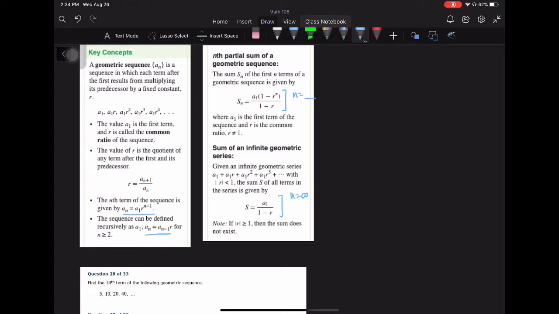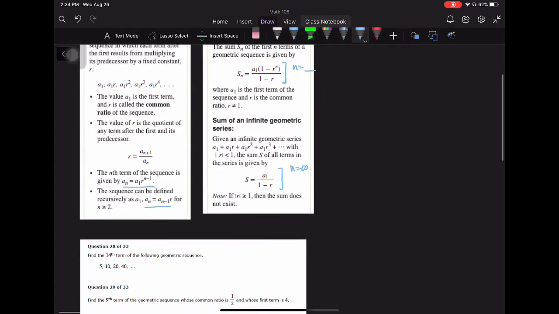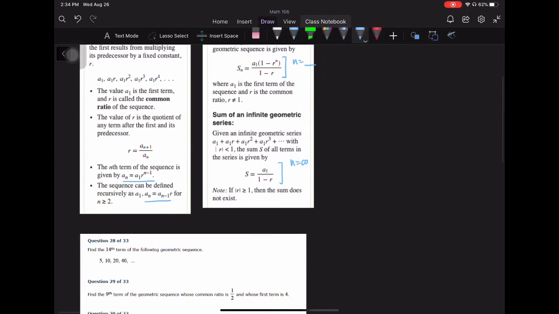We're going to start off with question 28 that asks us for the 14th term of the following sequence. So we're trying to find the 14th term. And that's going to help us where we take a sub n is equal to the first a term times the common ratio to the n minus 1. Well, first of all, we have to figure out what the common ratio is. And then we can use our information to help us go from there.